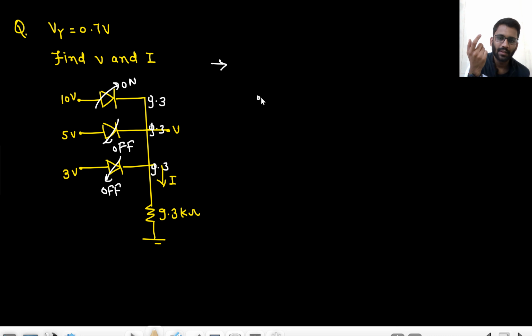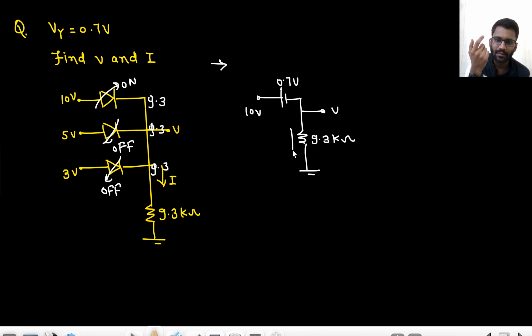Okay, so what is the condition? 10 volt, V gamma is 0.7. So 0.7, 10 volt, 0.7, and 9.3 kilo ohm. Right? And this is the potential V, and this is the current I. Potential V is 9.3 by 9.3 K. So basically, sorry, potential V is 9.3 volt only. And the current I is 9.3 by 9.3, that means 1 milliampere. Well and good, easy question.